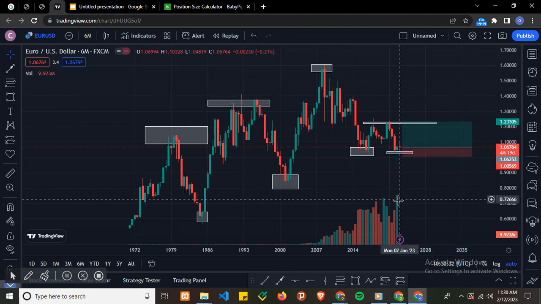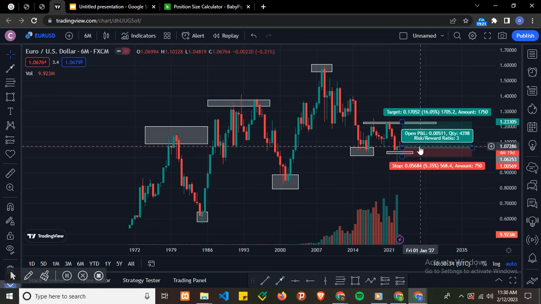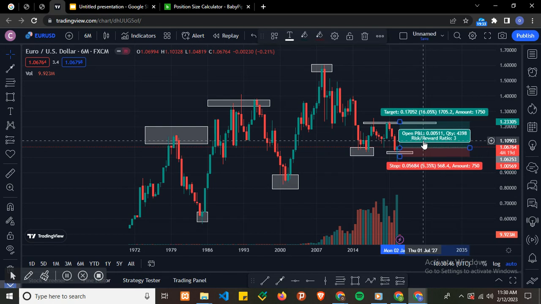So now let's continue. We'll be risking how many pips here? We'll be risking 568 pips just to make 1,007 pips. So the ratio is 1:3. I think this is a good trade.